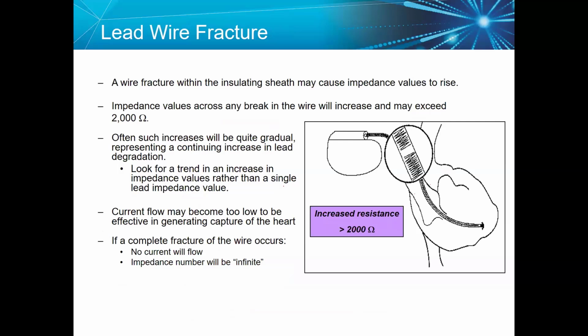Okay, in lead fracture, it prevents the current from going through and impedance will increase, maybe reaching more than 2,000 ohms. Often such an increase will be quite gradual, representing a continuing increase in lead degradation. Current flow may become too low, obstructed from reaching the endocardium to be effective in generating capture of the heart. If a complete fracture of the wire occurs, no current will flow, and the impedance number will be indefinite. Okay.